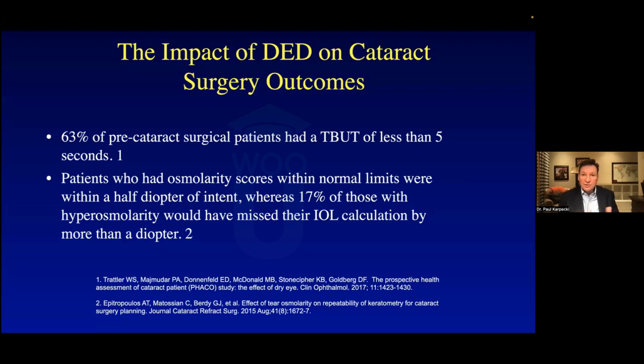So they measured that osmolarity, and they found that of the patients who scored an abnormal amount, 17% missed their IOL calculation by more than a diopter. Some were as much as 4.5 diopters. Can you imagine going into cataract surgery, expecting a plano result, coming out plus 4.50, just because someone missed the dry eye? It has that kind of impact.